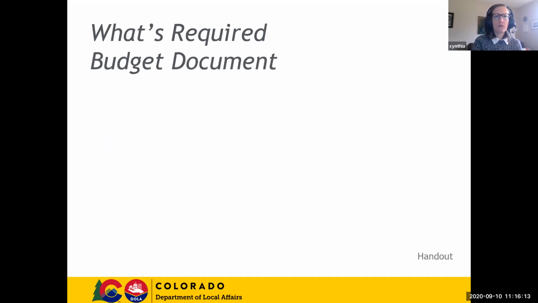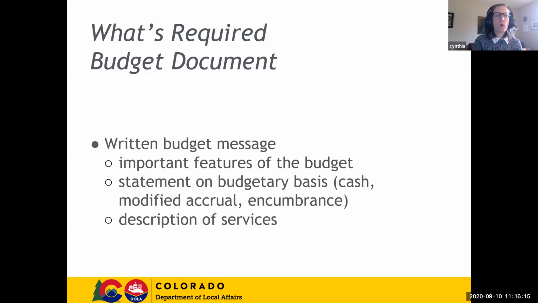So let's go through some of those formatting and content requirements that the budget law talks about. First, the budget law requires a written budget message and does discuss some of the requirements for what a budget message is and what it should contain. It says that a budget message should include the important features of the budget, and important features is really a local choice on what a budget officer and the governing board deem important to communicate.